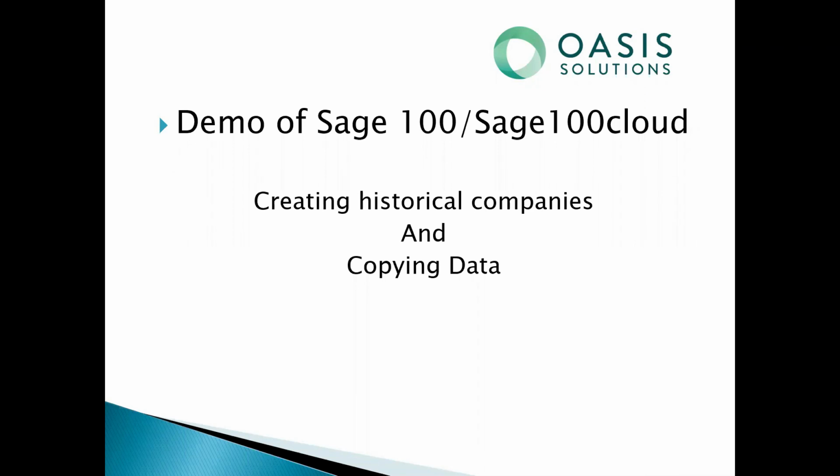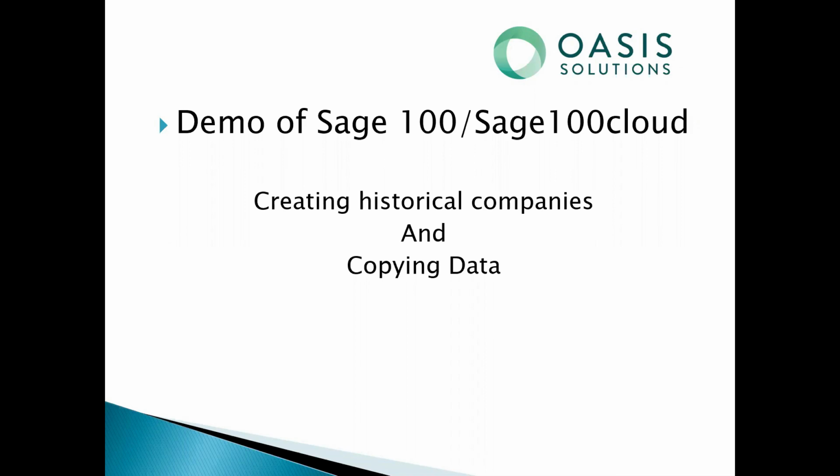So to talk about creating the historical companies and copying data, let me explain who needs to do this and who does not need to do this before we get into the Sage 100. If you are on the new payroll 2.0, which is 2018, 2019, or 2020 of Sage 100, you are no longer required to create those historical companies.